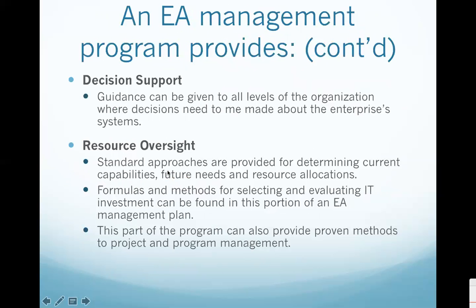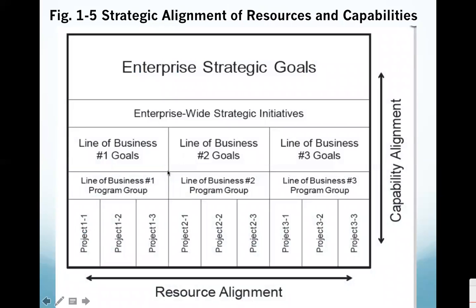Let's look at, where's this wonderful picture? Look at this picture. I love this picture. Strategic alignment of resources and capabilities. Along the vertical, we have capability alignment, and the horizontal is resource alignment. Everything in the organization should exist to fulfill strategic goals. To support those strategic goals, there are enterprise-wide strategic initiatives, plural.